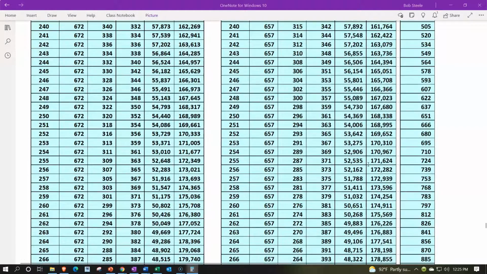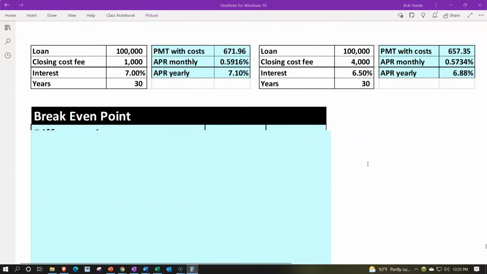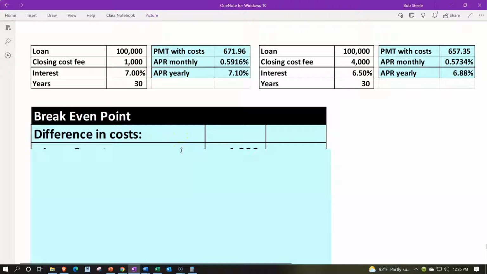Now, how can you do that kind of mathematically? That might be a little bit easier than lining up two amortization tables. So here's the data that we have if we didn't do the amortization tables. We got the loan one, and we figured out the PMT, the APR, and the APR yearly, and we did the same for loan two. Let's do our break-even calculation. So it could look something like this.